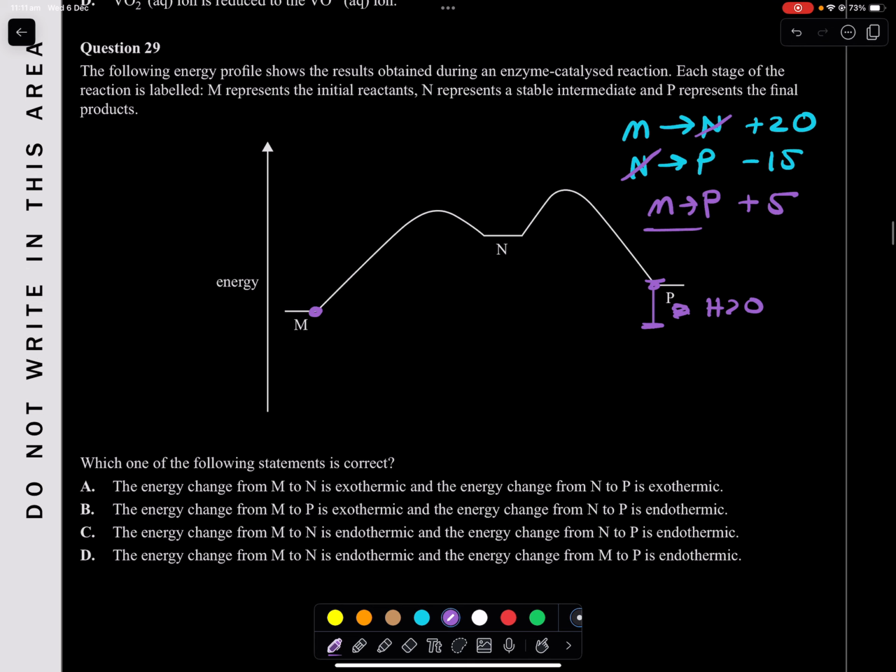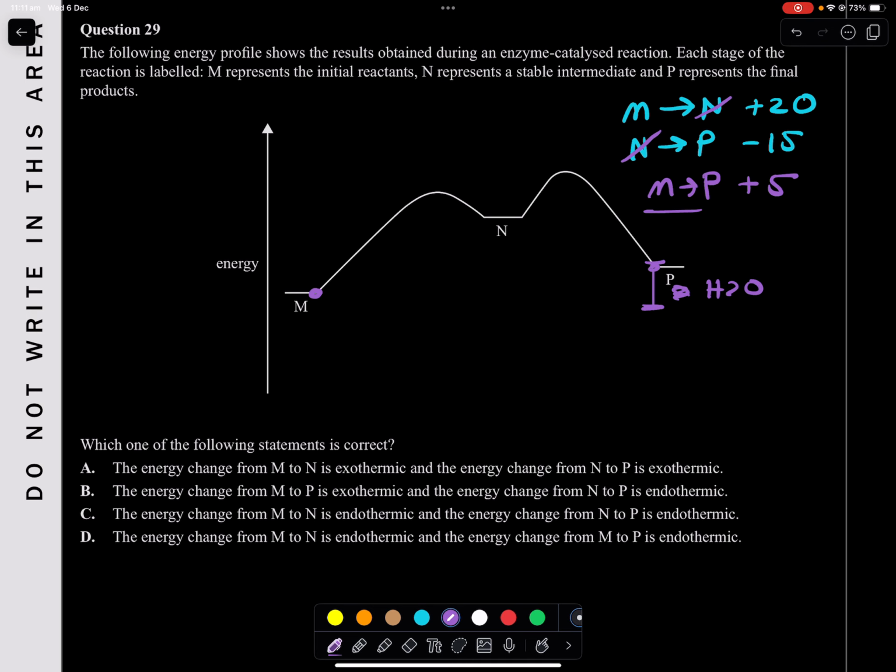Let's look at the questions. The energy changes from M to N: is it exothermic? No, it's endothermic, and we even gave it here. From M to N is plus 20. So that's wrong. The energy changes from M to P: is it exothermic? No, M to P is plus, so it's endothermic. And we've also shown it here.